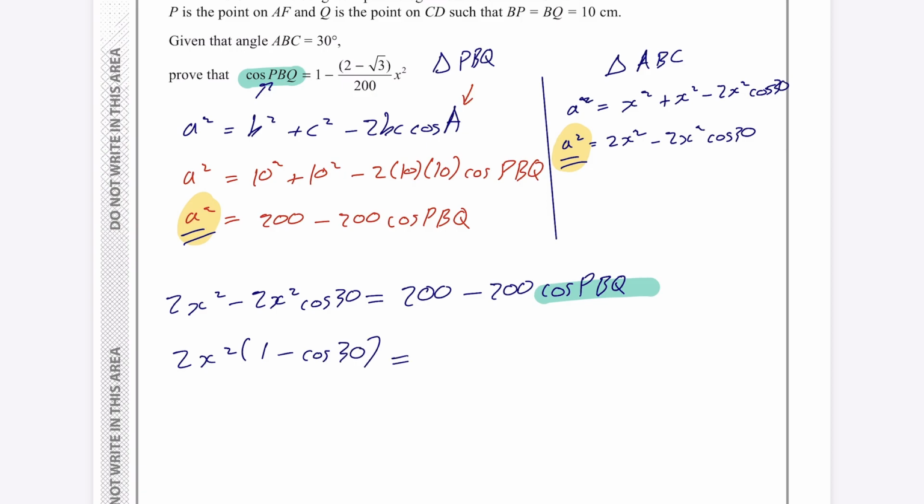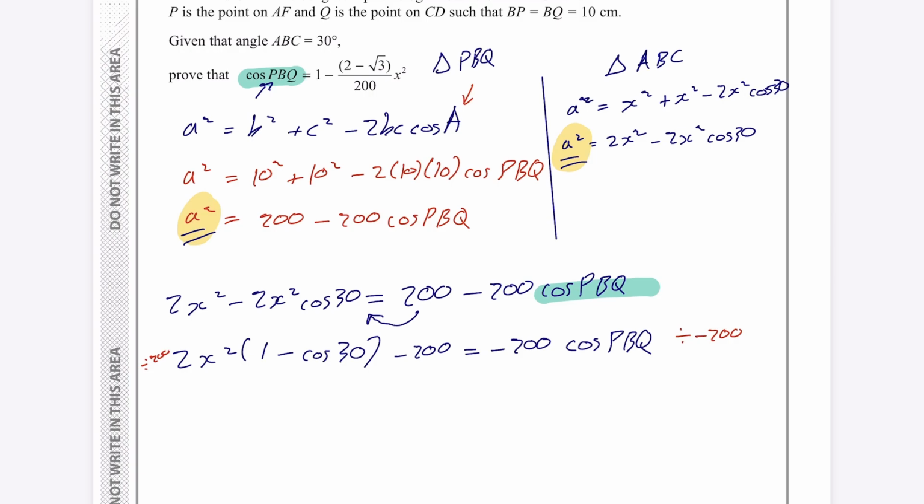which is equal to 200. So we can also move this 200 over now to that side, so that'll become minus 200 is equal to minus 200 cos PBQ. We can divide each side by minus 200 to get rid of this 200 here.